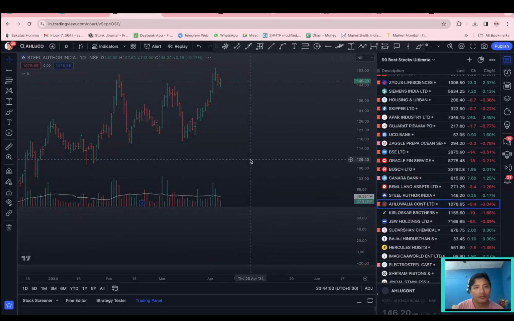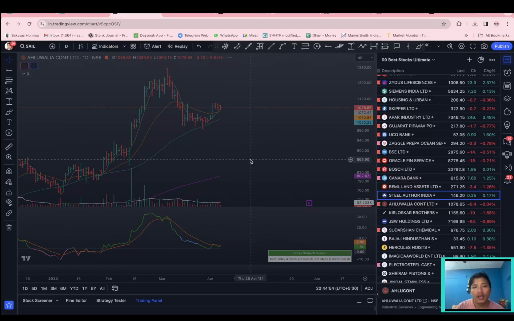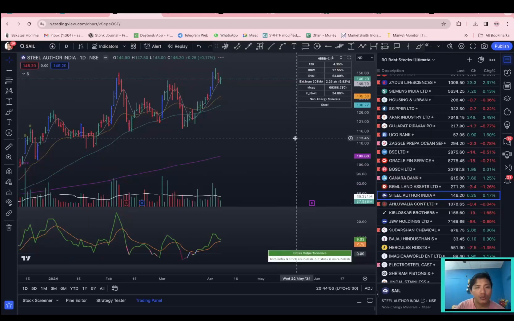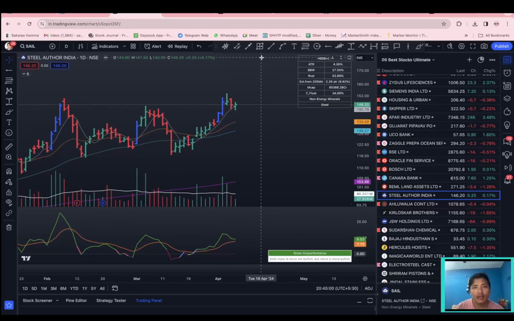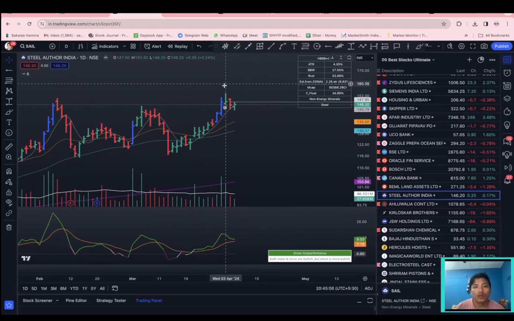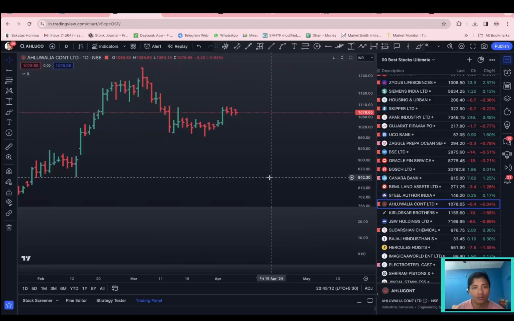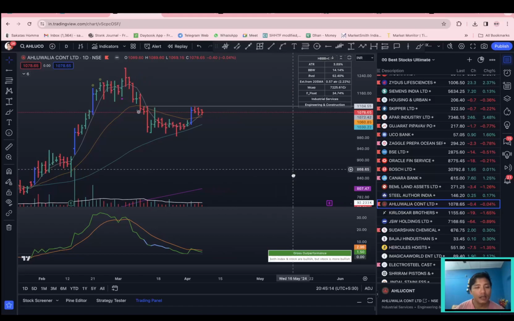Okay, so SAIL is also pulling back, going sideways, and if you want, yeah, this can be a valid way to put your alert. I'm not very interested in this. I'm not sure why. Aluwalia Container, this I'm very interested in.